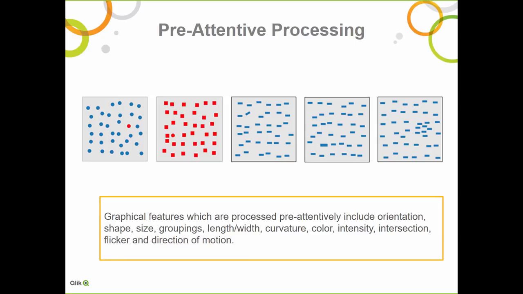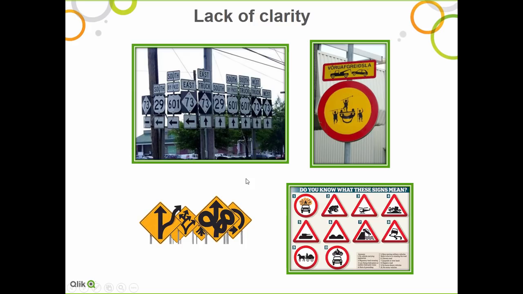Other ways of using pre-attentive processing works when you are using, for instance, orientation or shape, size, groupings, any kind of length, width changes, color, intensity, any direction of motion. So we always like to find patterns where our mind is designed to find patterns. If the pattern breaks, then we kind of look at it and we question why the pattern broke.